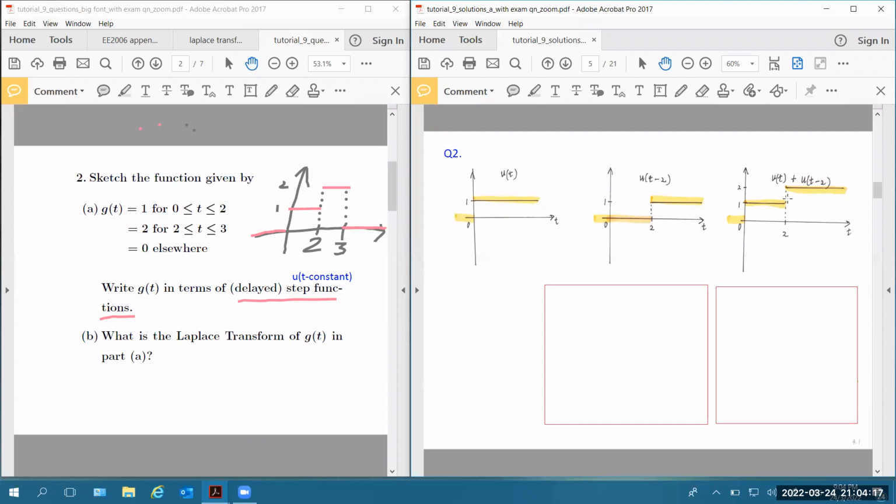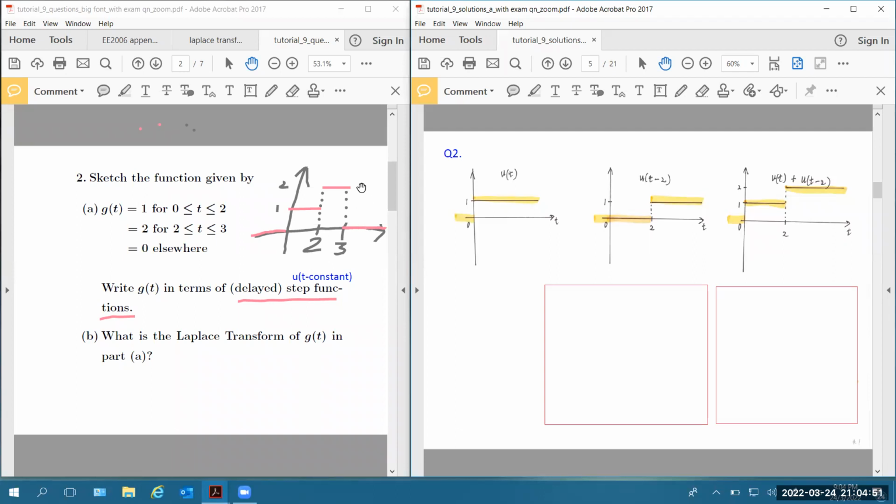Now we actually get this part here. From 0 to 2, you get 1. After 2, you get 2. But after 2, it's not forever 2. From t equal to 3 onwards, you want to bring it back to 0. So how do you bring it back to 0? It looks like you need to minus 2, then it becomes 0.